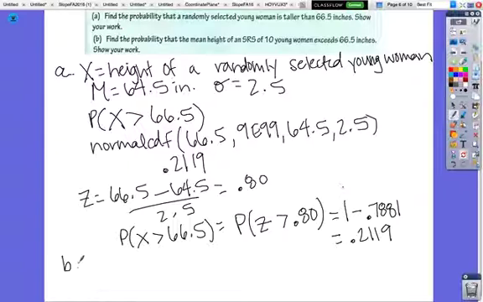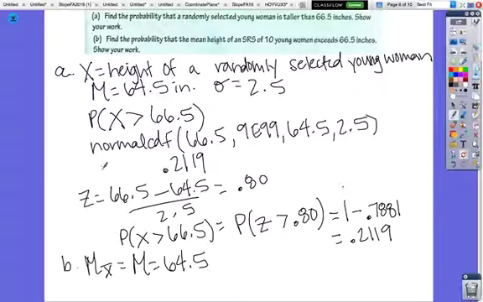All right, for B, find the probability that the mean height of a simple random sample of 10 young women exceeds 66.5. All right, so for this one, the sampling distribution of their sample mean height will have a mean, which would be equal to the population mean, which is 64.5.